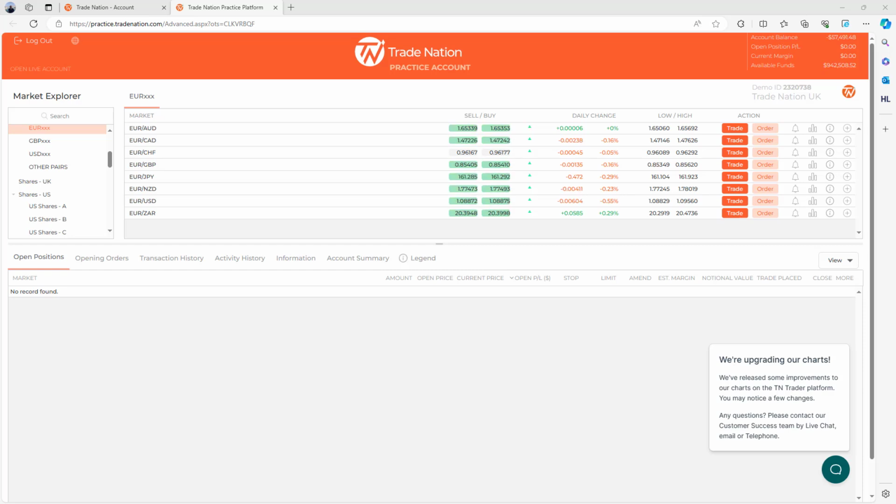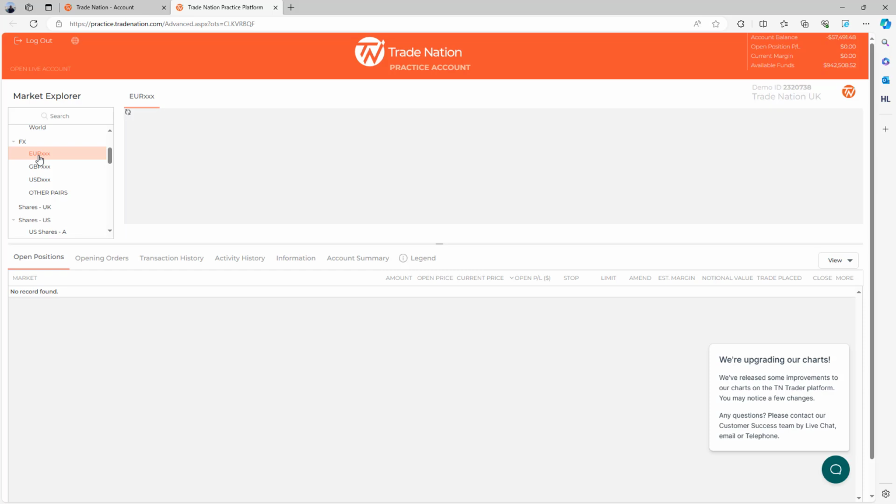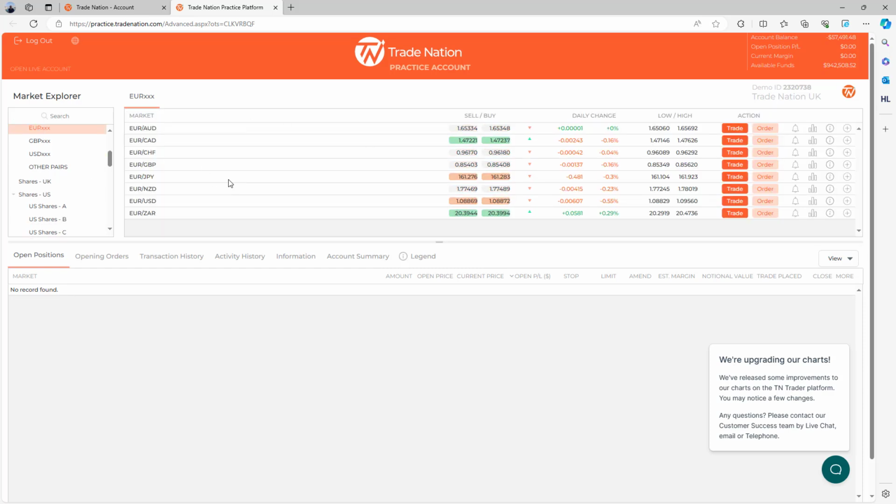Right, so in this lesson, we're going to talk about buying and selling a market. This is the exciting bit. So let's go and find a market to trade. Let's go and find the euros. I'm actually in my demo account here.